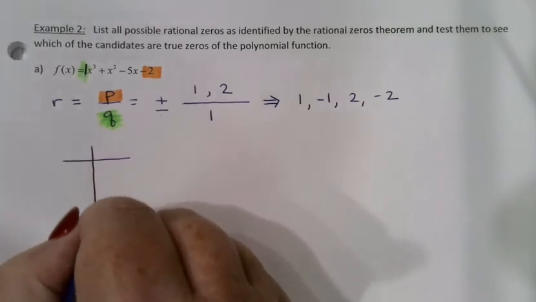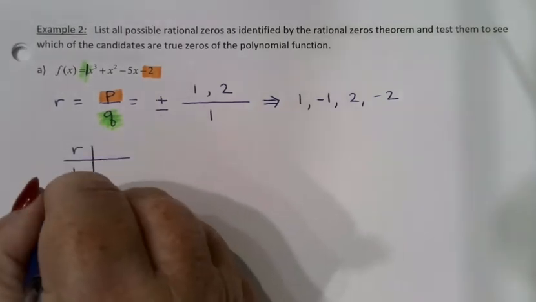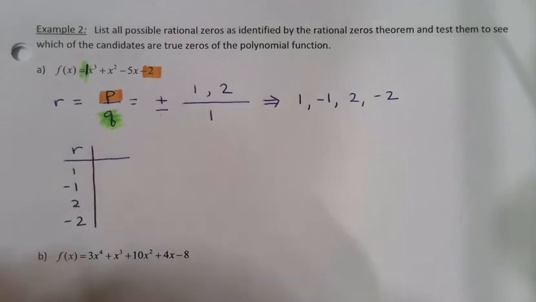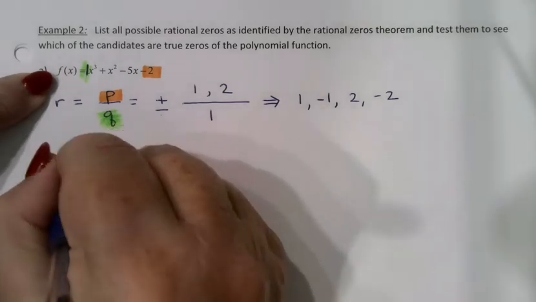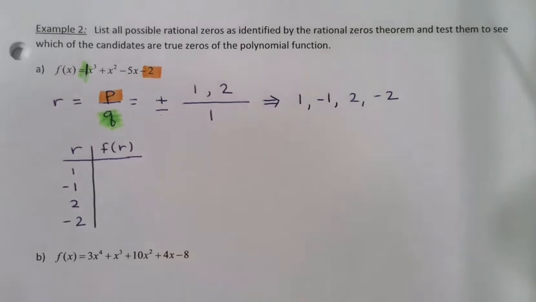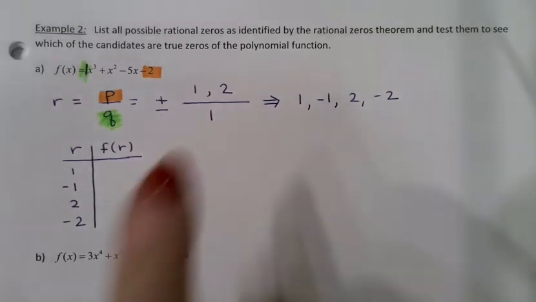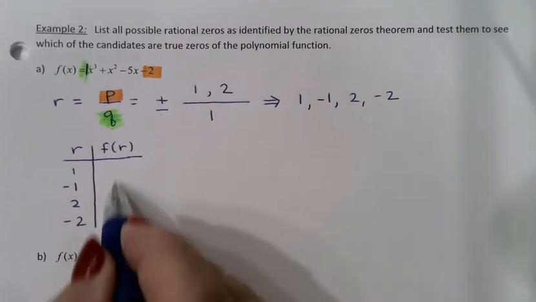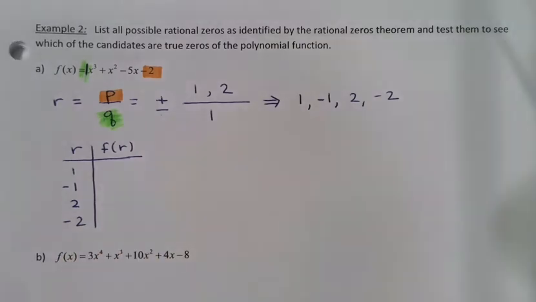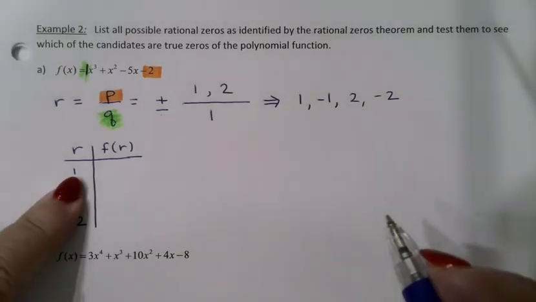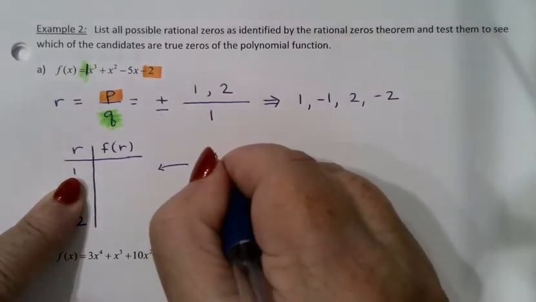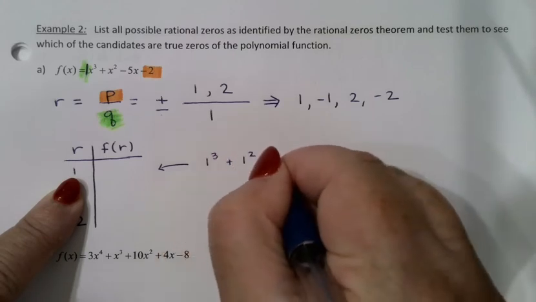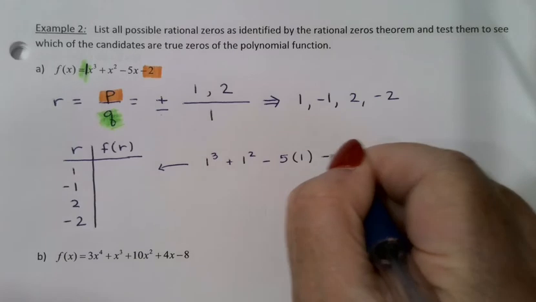For each value of r, 1, negative 1, 2, and negative 2, I'd like to plug it back into my original function and find f of r. What I'm looking for are the zeros. So I'm looking for ones that actually make that function equal 0. Okay. I'm going to look at 1 or 2 of these by hand, but then we're going to use technology to help us out here. If I plugged 1 back into my original function, I would get 1 cubed plus 1 squared minus 5 times 1 minus 2.